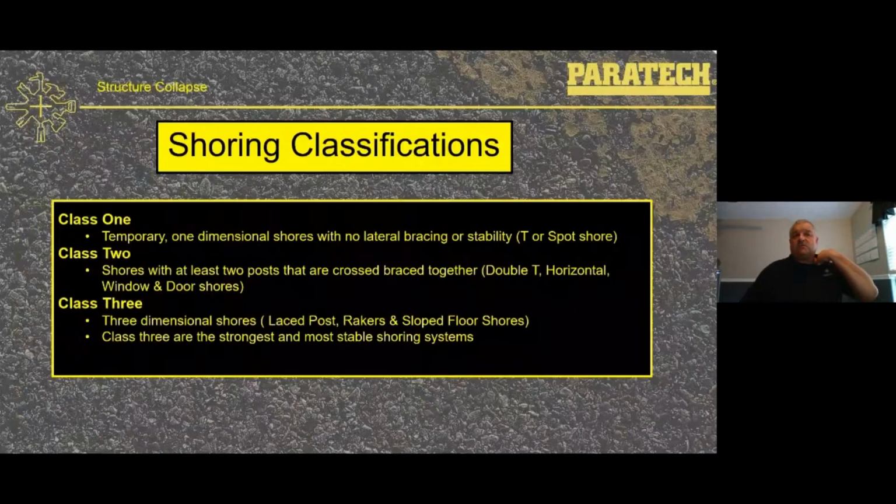Shoring classifications. We've got a class 1 shore, which is a temporary one-dimensional shore with no lateral bracing or stability. Your T-shore or your spot shore. The class 2 shore is a shore with at least 2 posts that are cross-braced together. Double T, horizontal, window shores. Class 3 is your 3-dimensional shores. Lace post, rakers, and slope floor. Class 3 are the strongest and most stable shoring systems that you can get.